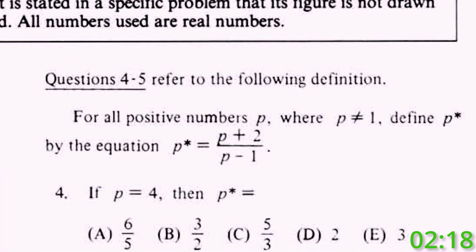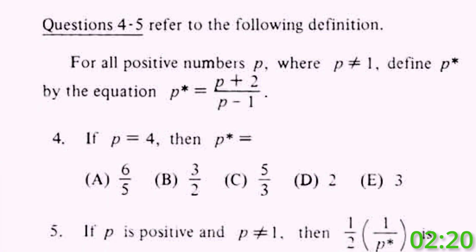Okay, questions 4 and 5 refer to the following definition. For all positive numbers p, where p is not equal to 1, and they're giving you the p not equal to 1 because you don't want the denominator to be 0. All right, define p star by this equation.